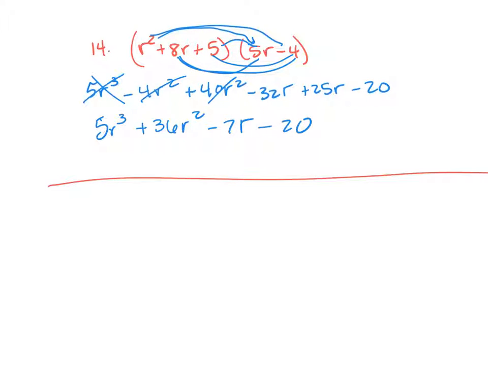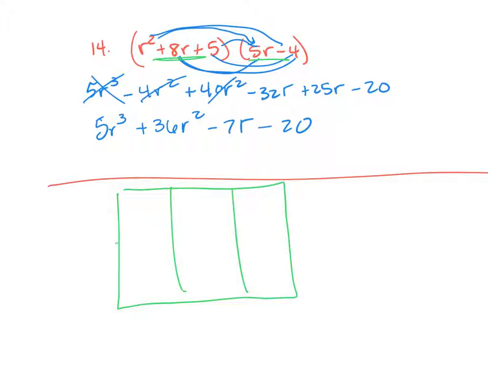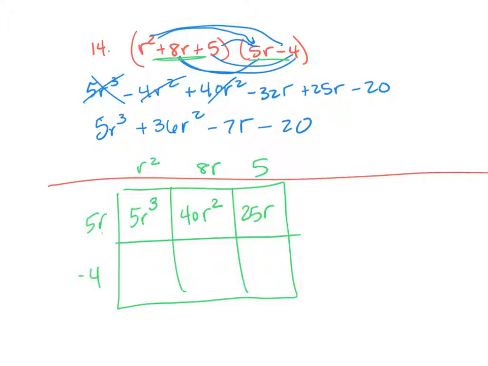The other method is the box method. So you make a 3 by 2 box because you got 3 guys in this one and 2 guys over here. And you put the 3 guys up here, so you have r squared, 8r, and 5, and then you have 5r and -4. So r squared times 5r goes in this box here, the first box is 5r cubed. 5r times 8r is 40r squared. 5 times 5r is 25r, minus 4r squared, minus 32r, and minus 20.